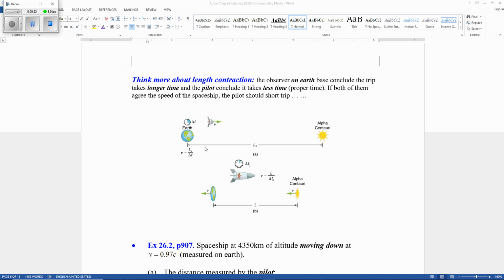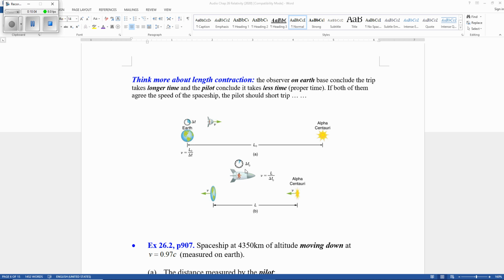Okay, so now see what happens. The time inside of the spaceship is proper time. Proper time is the shortest time. The speed times the time gives you distance, so the distance is shorter too, because speed is the same. If time is shorter, the distance is shorter. So the pilot thinks he travels a shorter distance.